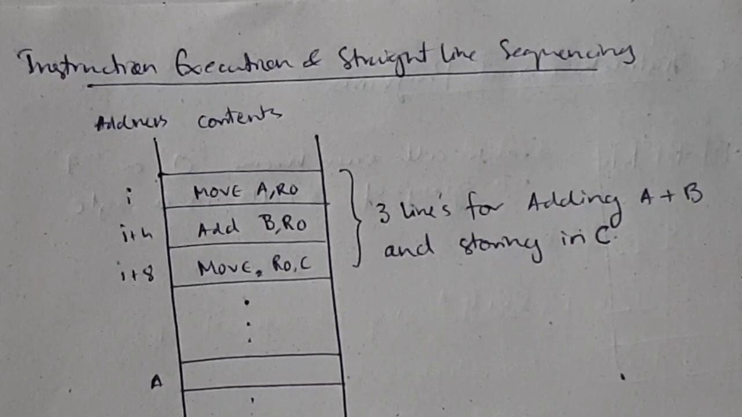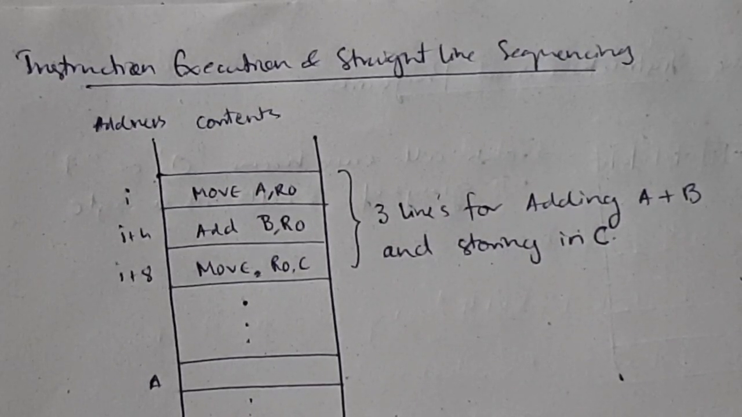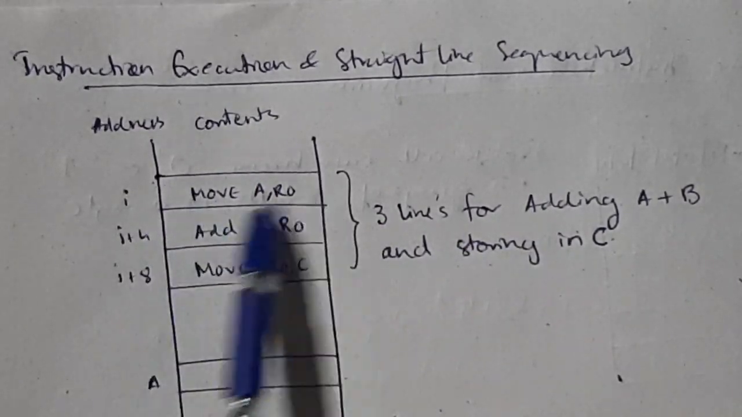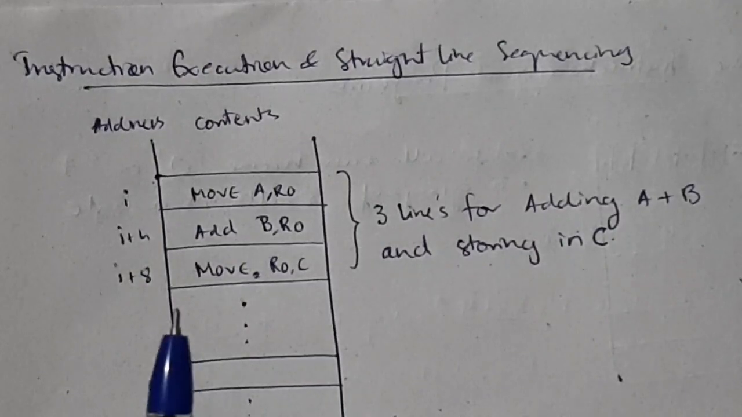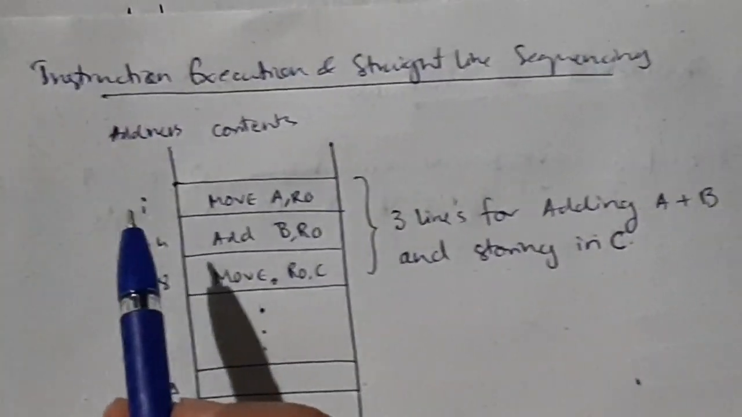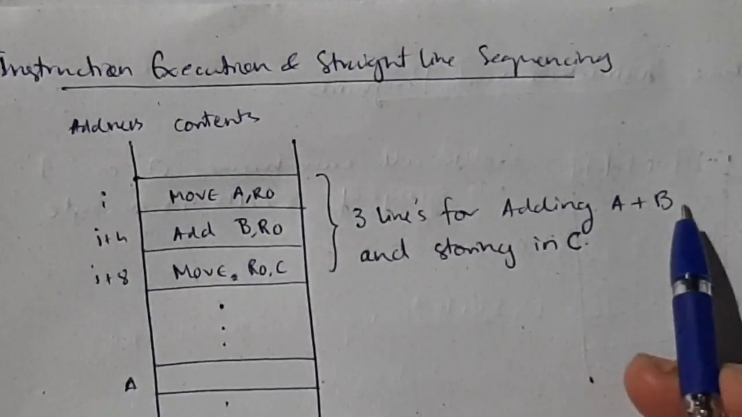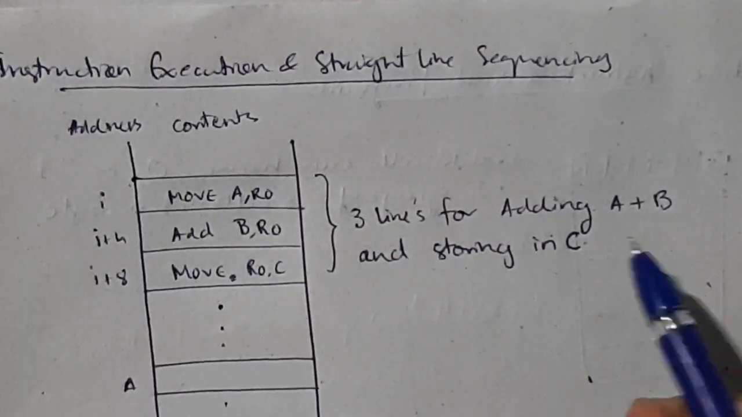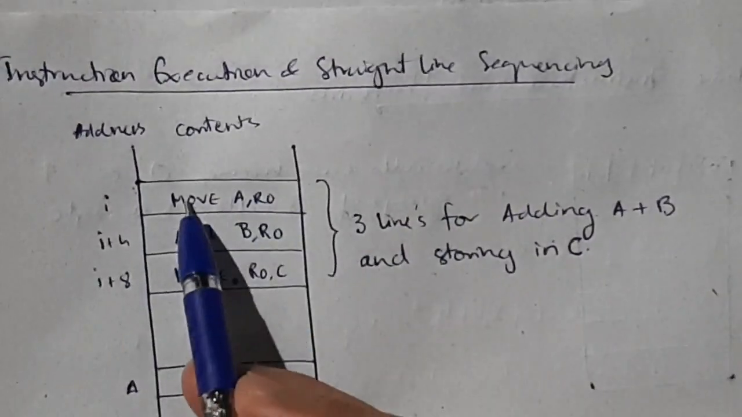Till now we have seen how the data is stored in the memory, but instructions are also stored in the memory. Let's see how that is happening. See, these are the blocks for storing the instructions, and in these blocks you will have the instructions. Suppose I have to add 2 numbers a and b and store the result in c. For that 3 lines will be required.